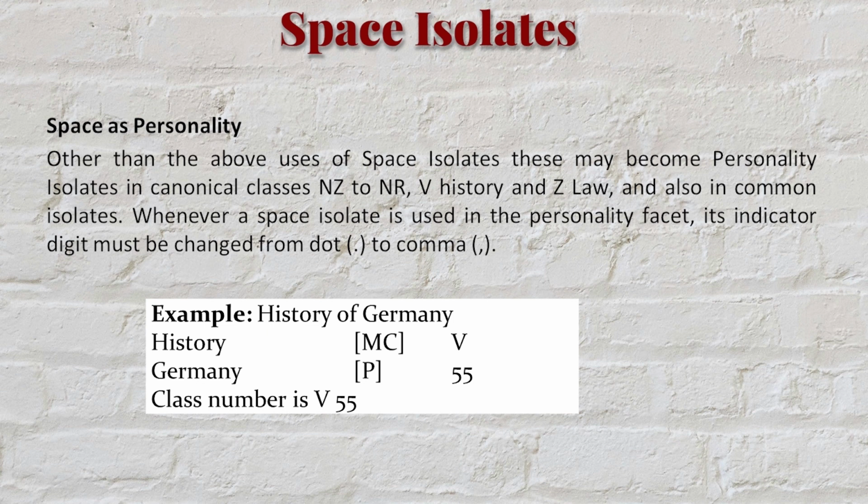Whenever a space isolate is used in the personality facet, its indicator digit must be changed from dot to comma. As we know, the indicator digit for personality facet is comma. Here we see Germany is a space facet, but here in the main class we use Germany as the geographical device to form and sharpen personality facet. So, history of Germany, the notation will be V55.